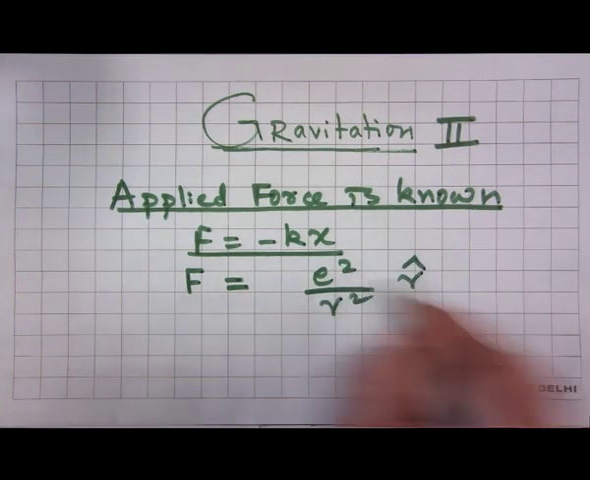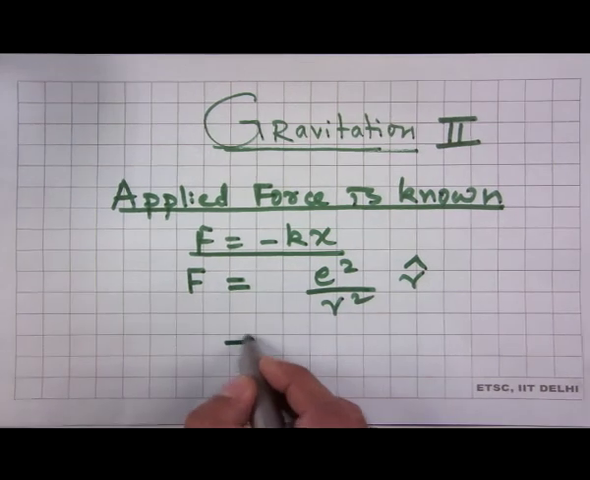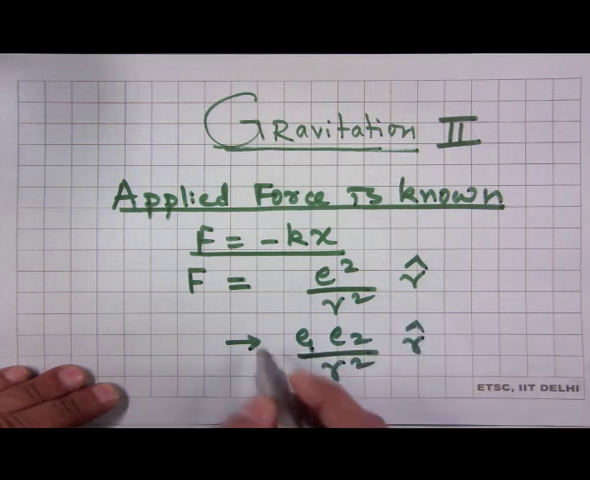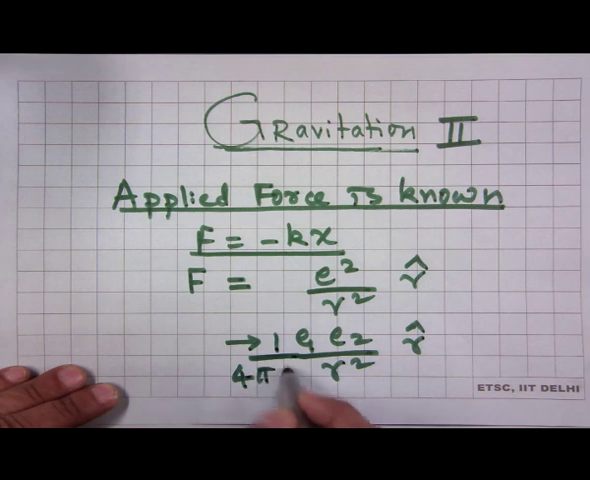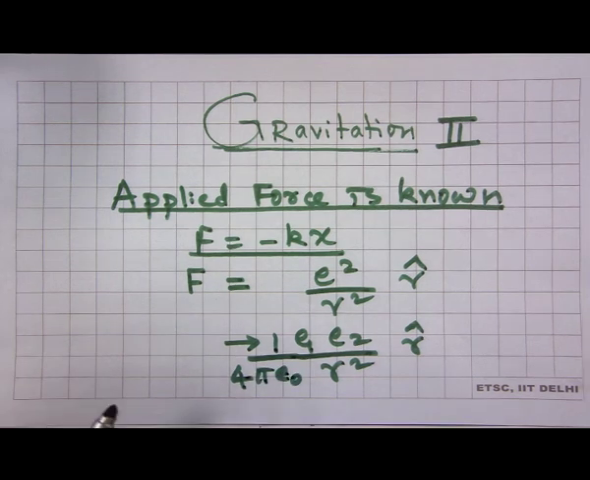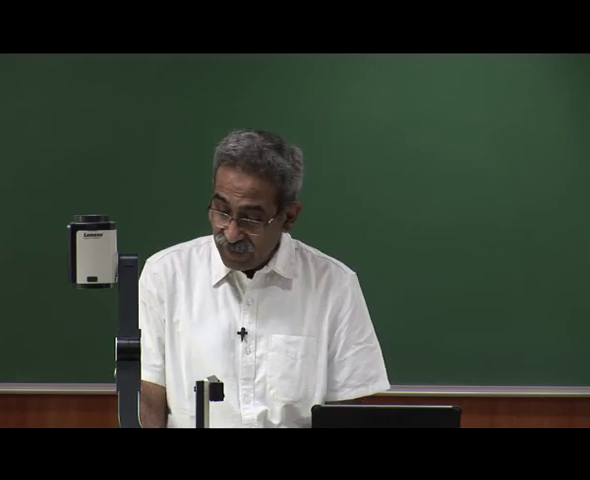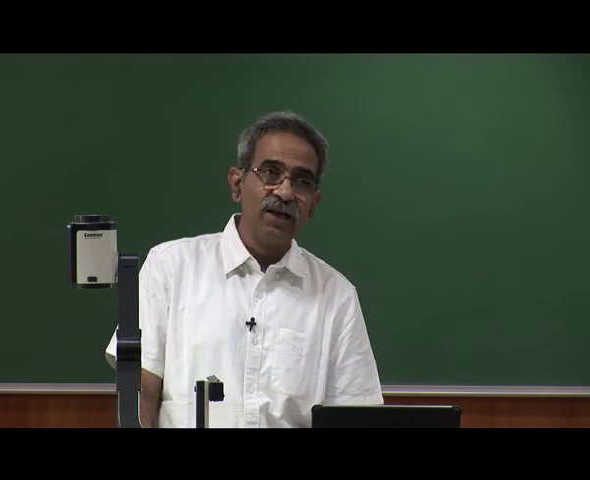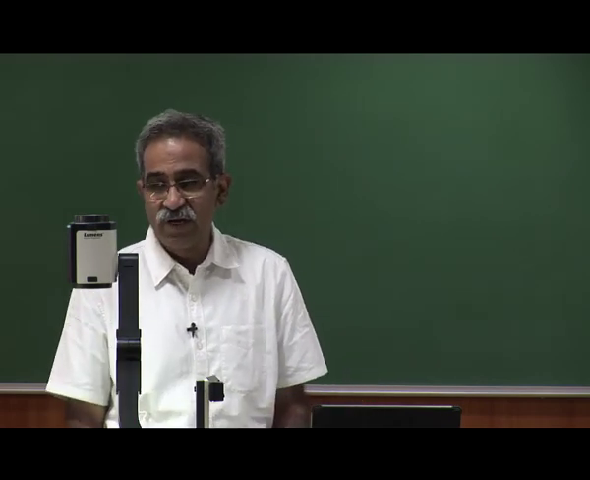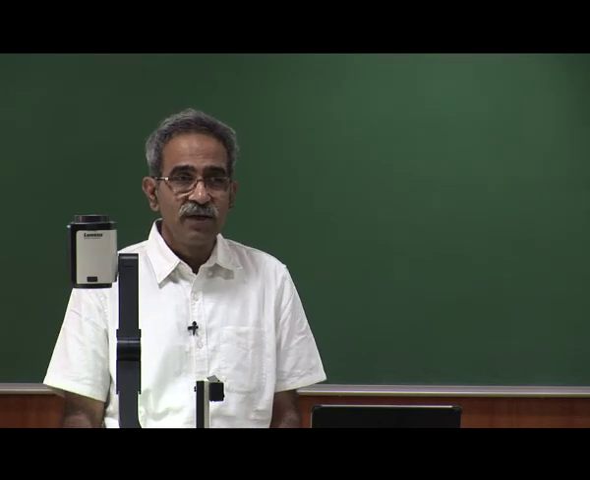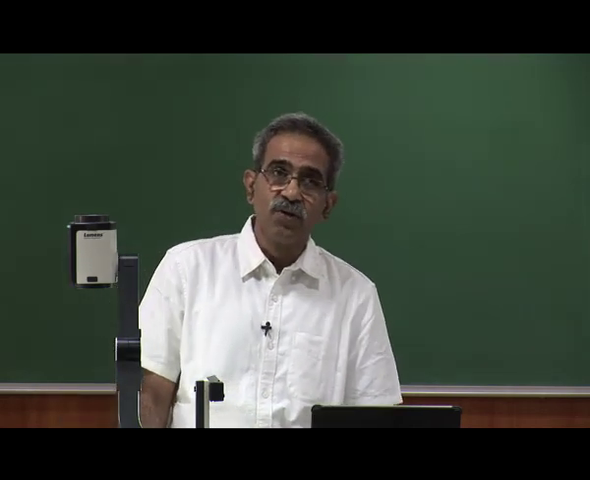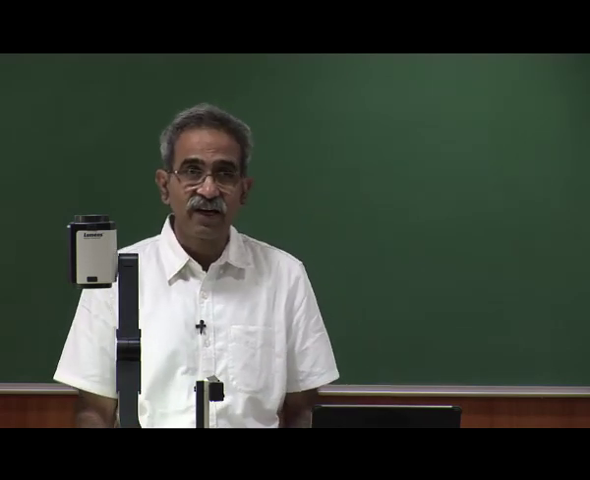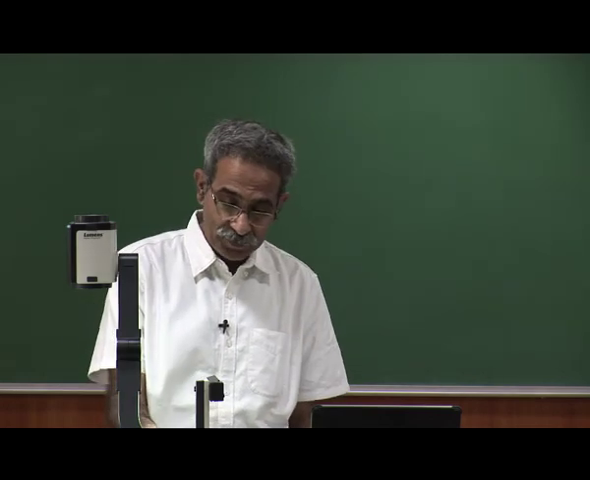Or even better, we write e1 e2 by r squared r hat, and probably you may like to put a factor 1 over 4 pi epsilon naught, etc. So basically, what we are saying is that when I am speaking of the applied force, what I am doing is to model it based on a large number of observations and our own intuition, and then we plug it into Newton's equation, dp by dt is F applied, and check whether our modeling is correct or not. This is something that we have to remember.